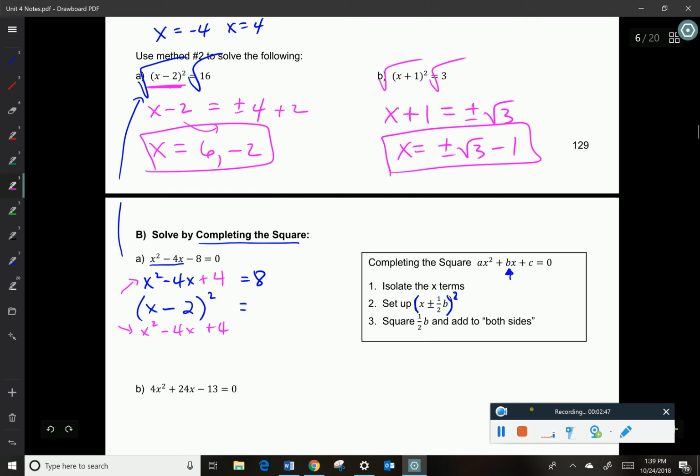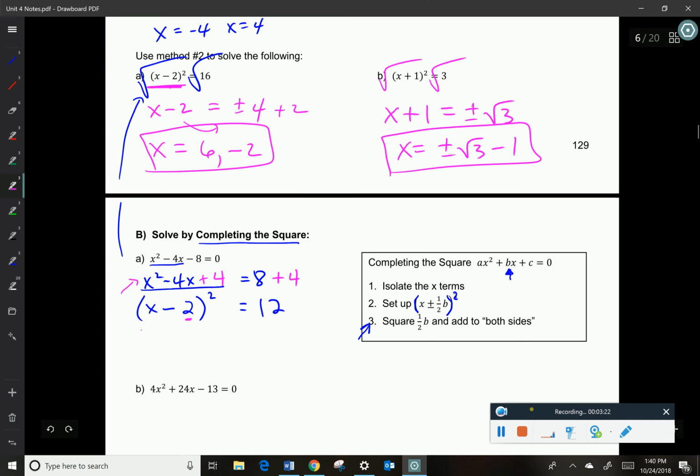Well, it's okay to add to one side as long as you also add to the other side. So basically, what's going on here is all of this is turned into the quantity squared, and then on the other side, we just have 12. So that's why what number 3 says here is after you set up your parenthesis, you take that 1/2 b number, which in our case was the 2 over here, and you square it. Well, 2 squared is 4, and then you add it to both sides.